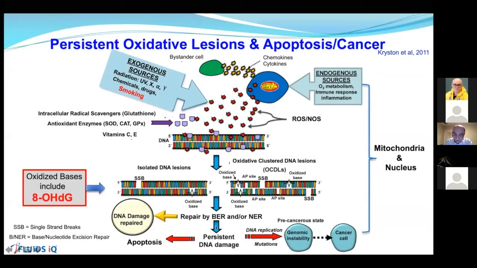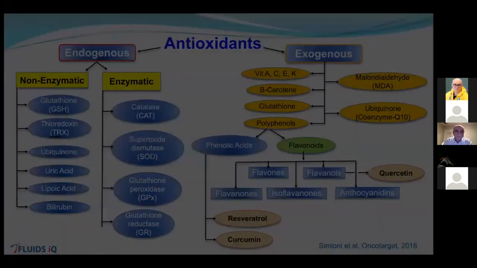If you don't, then if there's very persistent damage, you'll get either apoptosis, as I said, that is the death of the cell, or you're going to get some kind of mutation and a replication of that mutated portion of the DNA, which is going to create ultimately a malignant or cancer cell.